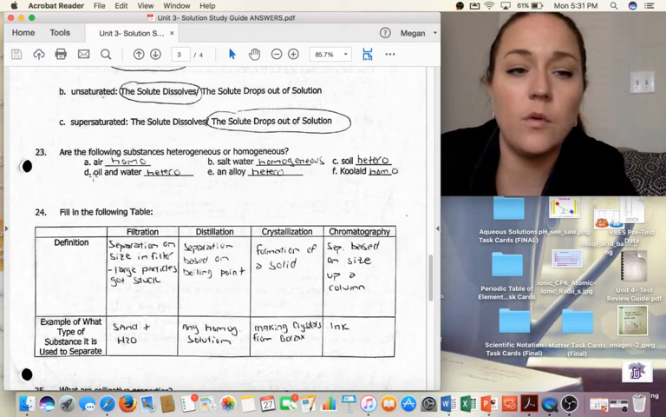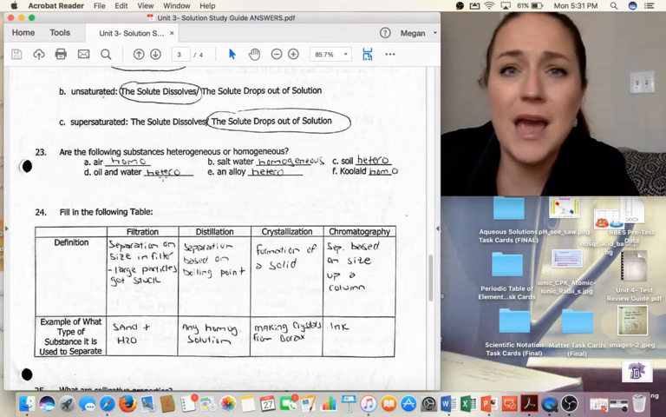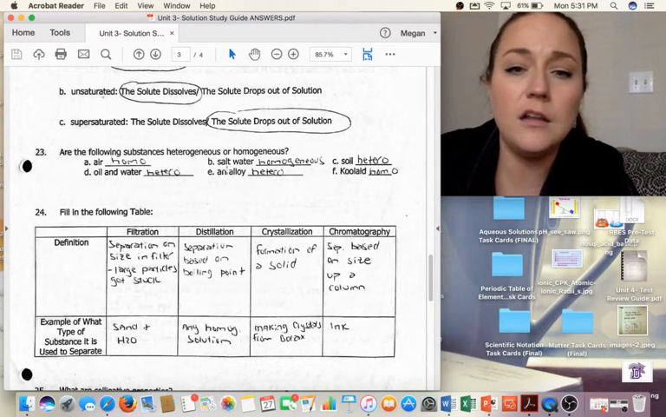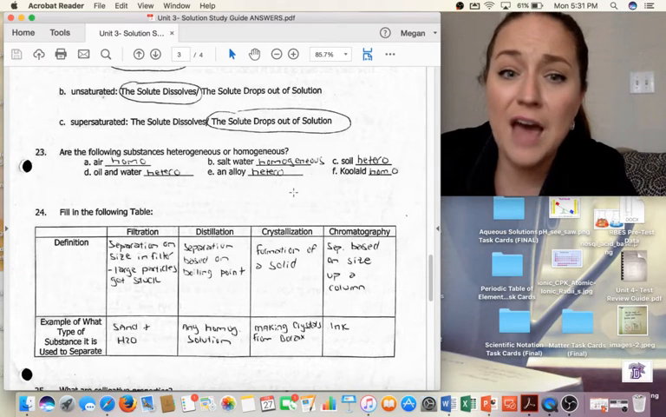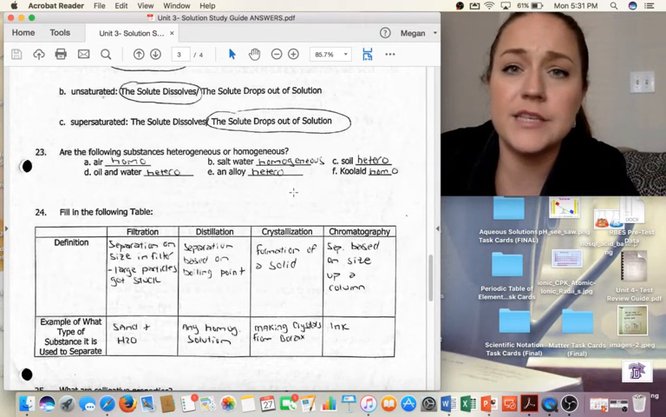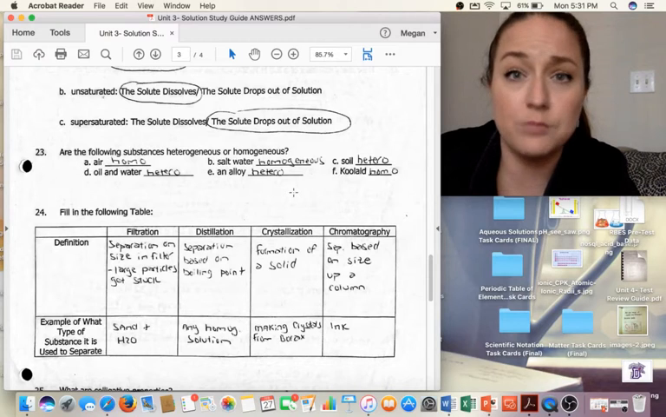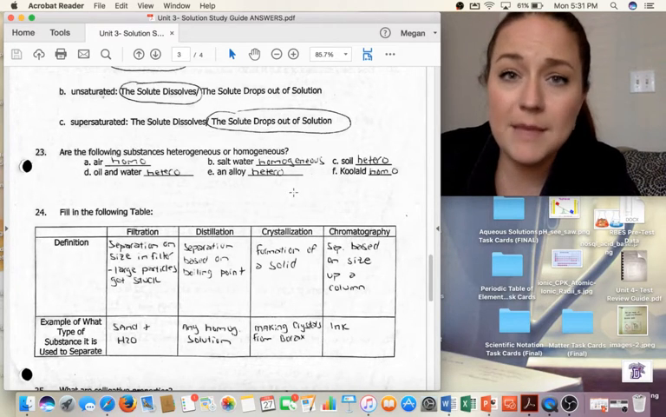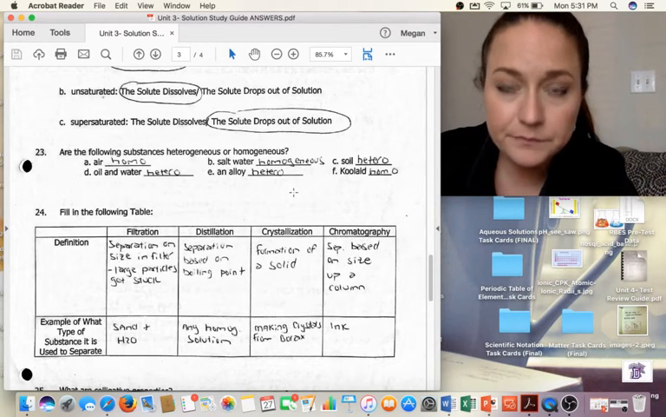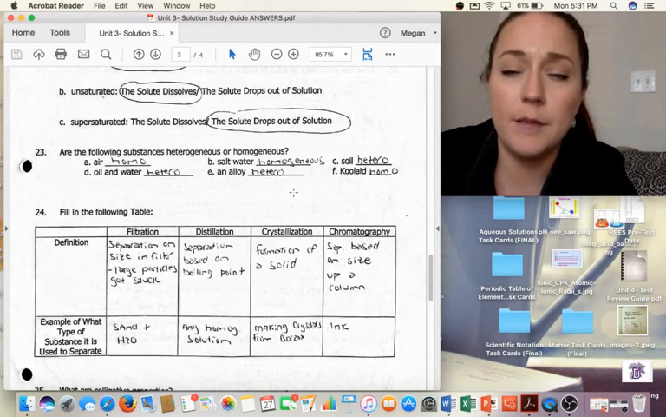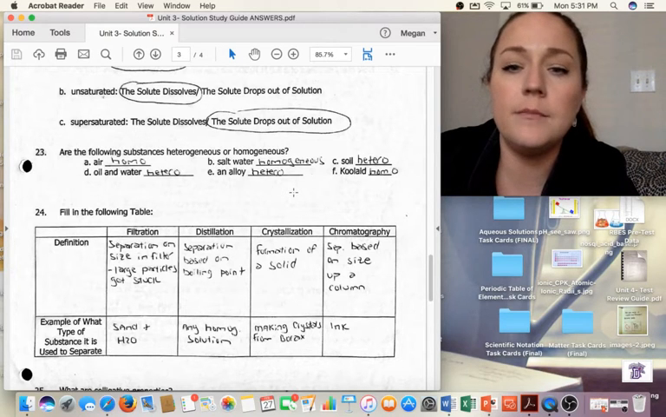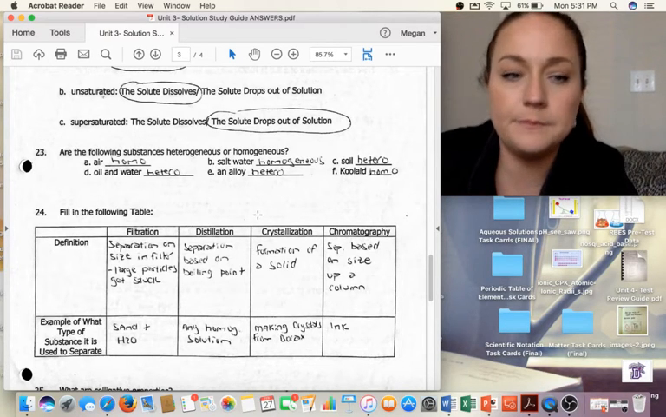D, oil and water. That's going to be hetero because they're still separated. An alloy is going to be hetero. We use the example for an alloy as brass. You can't find brass on the periodic table, but you can make brass by mixing two solids, copper and zinc. Then homo for Kool-Aid.